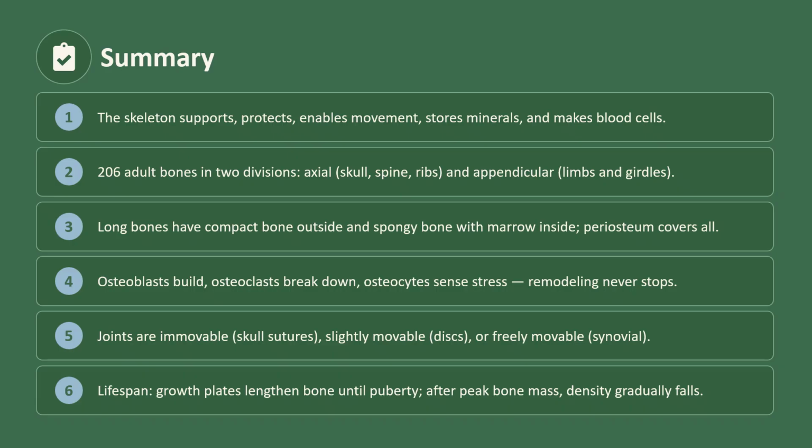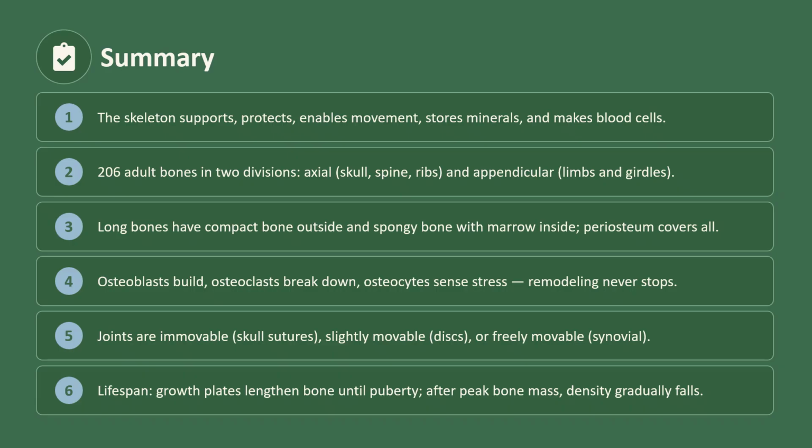Joints are immovable like skull sutures, slightly movable like intervertebral discs, or freely movable synovial joints like the knee with cartilage, synovial fluid, ligaments, and tendons. And 6, across the lifespan, growth plates lengthen bones until puberty closes them, and after peak bone mass in the 20s to early 30s, density gradually declines, faster in women after menopause.